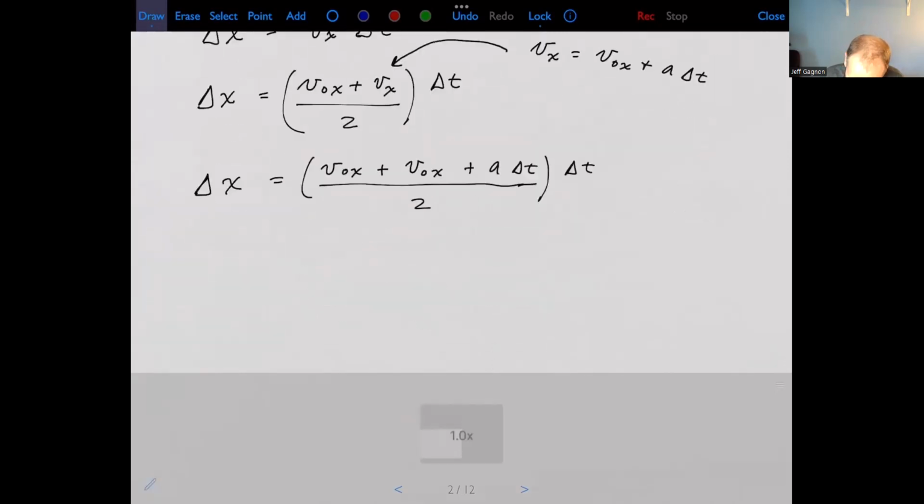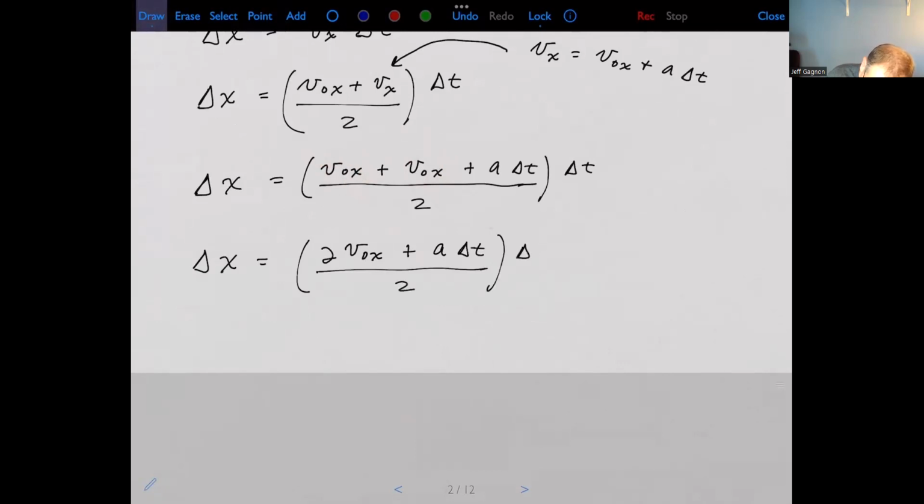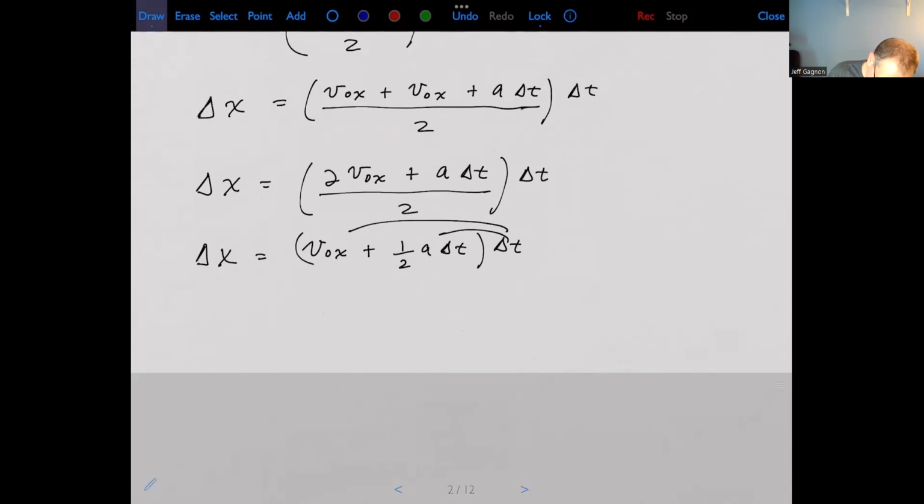And then I can simplify this a little bit, right? So it looks like I have 2 v naught x's. These are like terms, like 1 v naught x plus 1 v naught x is going to be 2 v naught x. So I'll write that as 2 v naught x plus a delta t over 2. Actually, let me cancel the 2's first. So this is simply going to be v naught x, plus 1/2 a delta t. That's all times delta t. And then I can distribute in the delta t. So the final equation here is going to be delta x, the displacement, is going to be v naught x delta t plus 1/2 a delta t, and I have two of them, so that's going to be squared. I'll write like this, squared.